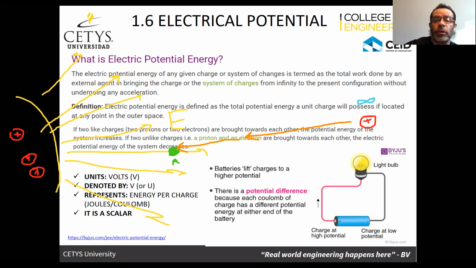The voltage or electrical potential is the energy per unit charge, or the potential energy to move that charge from infinity towards that point A. Okay. Now, why is this important?